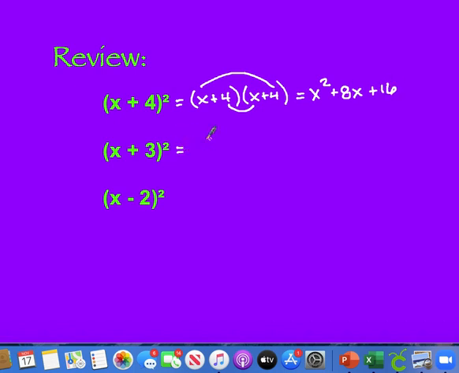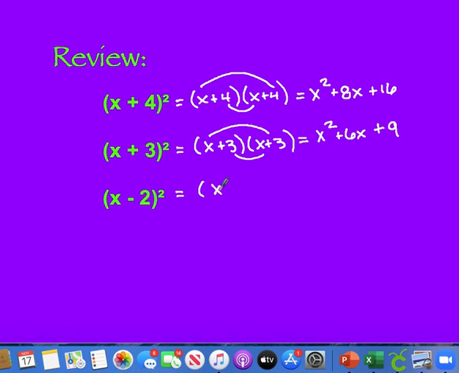If I repeat that process for the next two examples, x plus 3 and x plus 3, that gives me x squared. My outers and inners give me 6x, and my lasts give me 9. As well as x minus 2. If I repeat that process, I end up with firsts, my outers and inners collectively give me negative 4x, and my lasts give me 4.